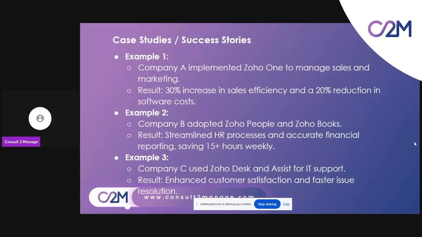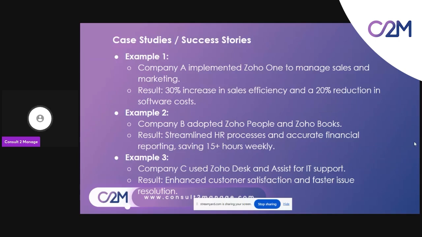Then case studies and success stories. Example one: company A implemented Zoho One to manage sales and marketing. Okay, and the result: a 30% increase in sales efficiency and a 20% reduction in software cost. Well, this becomes very important, because you get a 30% increase in sales efficiency and a 20% reduction in software cost, while at the same time you have implemented Zoho One to manage sales and marketing.